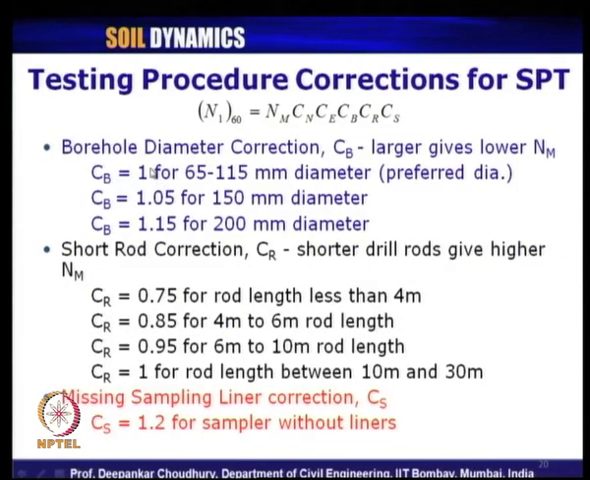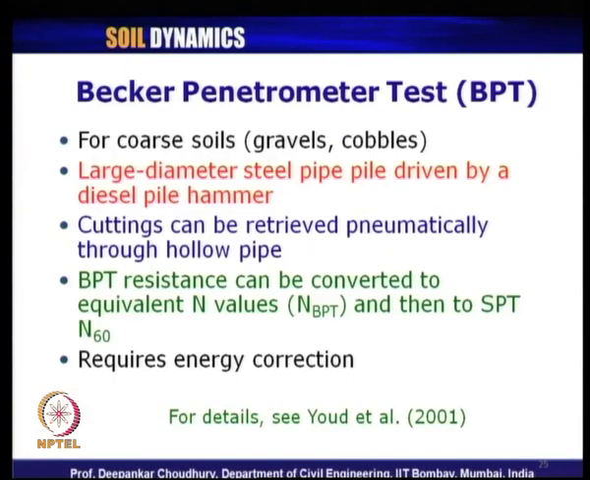Then testing procedure corrections like borehole diameter correction, we have seen no correction is required if the borehole diameter is between 65 to 115 millimeter diameter, these are preferred diameters. Then short rod correction factor also we have seen, if the rod length is about 10 meter to 30 meter, then no correction is required, otherwise correction factors have to be adopted. And for the sampler lining correction factor Cs, if there is a liner present in the sampler tube, no correction is required, but without liner we have to use the correction factor.